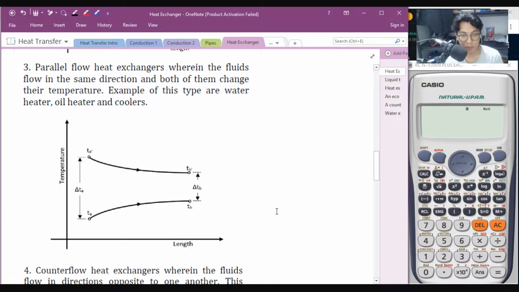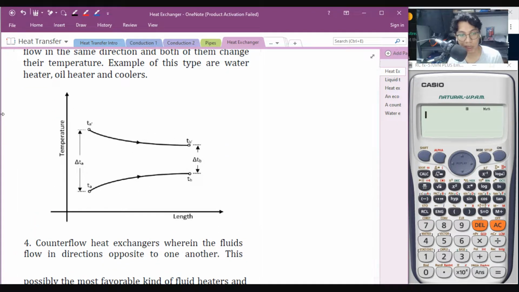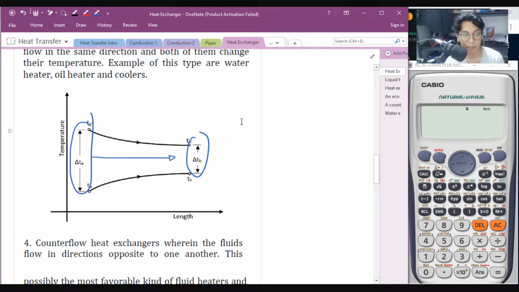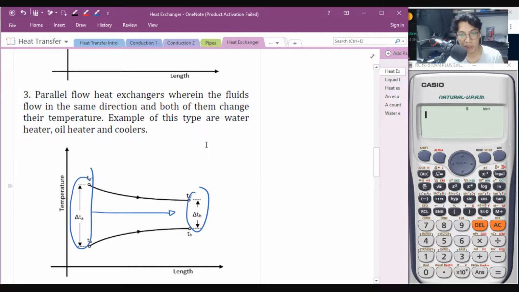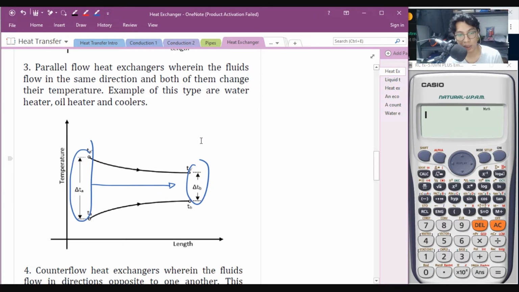Parallel flow. So, parehas sila coming from. Yung isa, malamig. Ito, mainit. Okay? At pag nag-pass through sila and came in contact with, yung isa will give off heat, yung isa mag-a-absorb ng heat. Kaya gradually, iinit yung isa at yung isa iinit din. Nawawala yung kanyang coldness. Okay? So, malaki yung kanyang maximum, maliit yung kanyang minimum. Okay? Example of this type are water heater, oil cooler, and coolers.